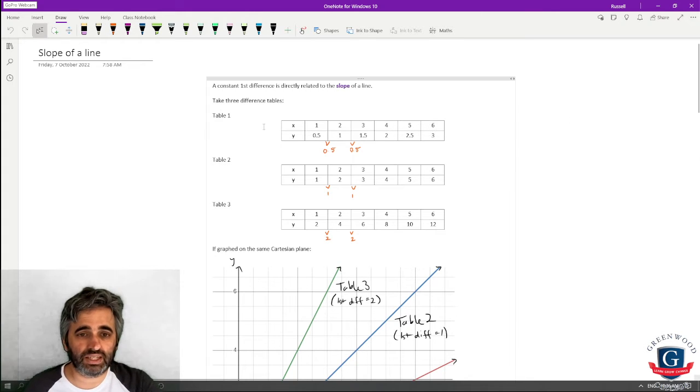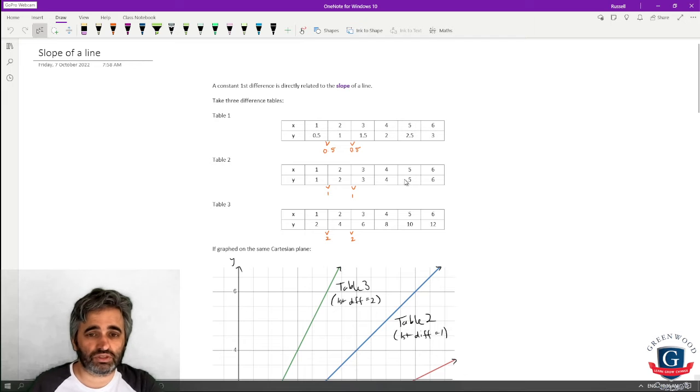So, to start with, constant first difference is directly related to the slope of a line. Here we can see that table 1 is increasing by 0.5 each time. It has a constant first difference, so it's going to make a line. Table 2 is increasing by 1. It has a constant first difference. This is the first difference here. It's going to form a line.